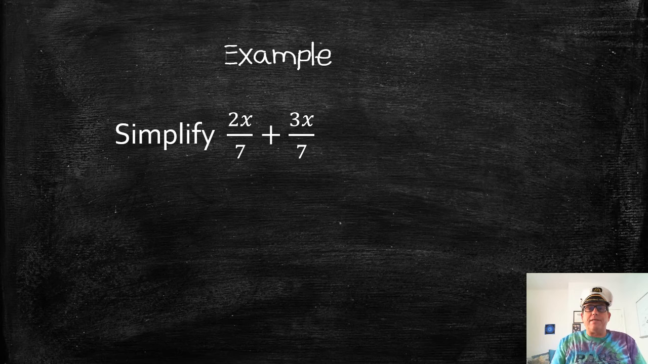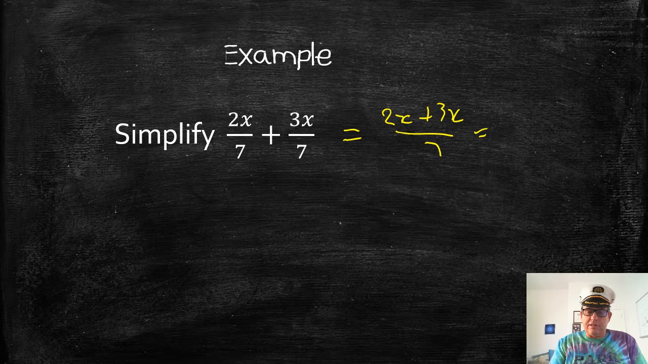So let's start with some basic algebraic fractions. They work just like numeric fractions. When we add fractions, we need a common denominator. If we look at this example, I have a common denominator of 7, so what do we do? If our denominator is the same, we just add the numerators. So this is going to equal 2x plus 3x over 7, which is simply 5x over 7. Can we simplify that? No, we can't.